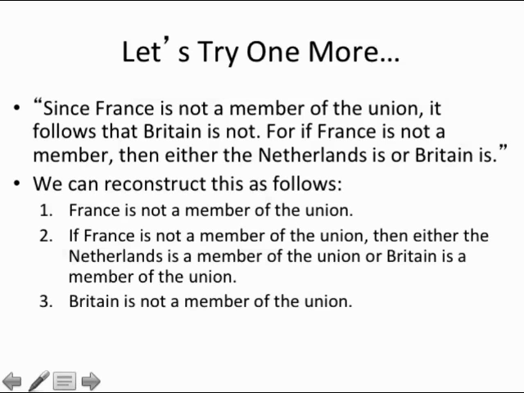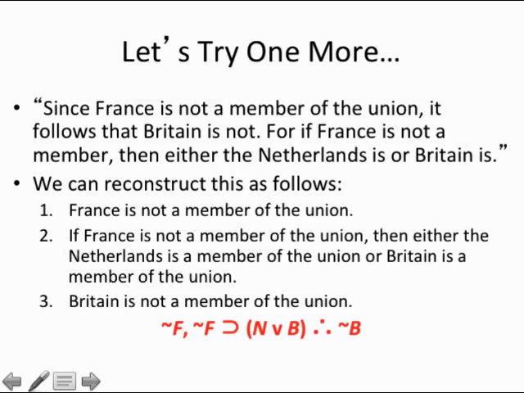We can reconstruct this as follows. Premise 1, France is not a member of the Union. Premise 2, if France is not a member of the Union, then either the Netherlands is a member of the Union or Britain is a member of the Union. Conclusion, Britain is not a member of the Union.